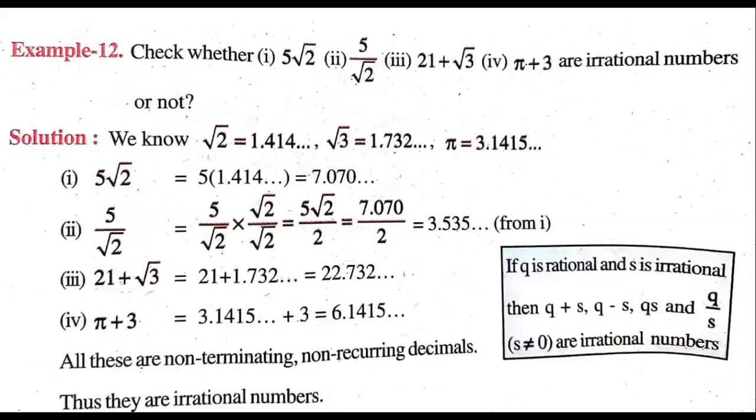So here, come here, question number 3. What is question number 3 here? 21 plus root 3. Root 3 is an irrational number, and 21 is rational. Rational plus irrational is irrational only. All are irrational numbers only.